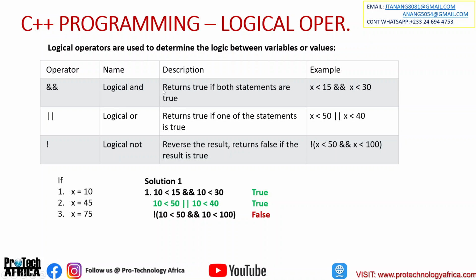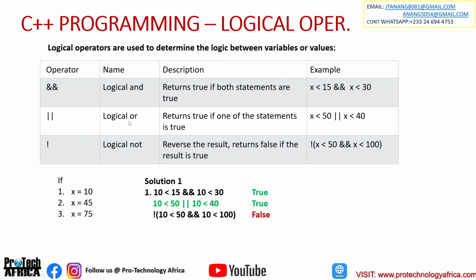It means logical AND, and it returns true if both statements are true. So over here, x is less than 15 and x is less than 30. You can see that both statements are true, so over here, the result will be true.